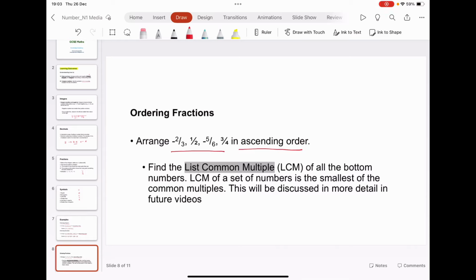This can be a bit tricky to do, but we can work our way through. The first step is to find the least common multiple, also known as LCM, of all the bottom numbers. The LCM of a set of numbers is the smallest of the common multiples. This will be discussed in more detail in future videos.